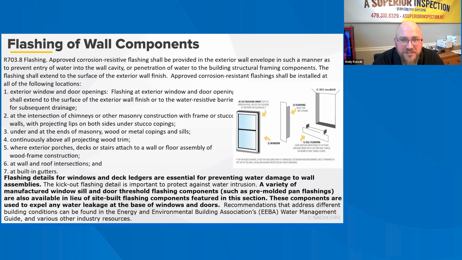Approved corrosion resistant flashing shall be installed at the following locations: exterior window and door openings, at the intersection of chimneys or other masonry construction, with projecting lips on both sides, under and at the ends of masonry, wood or metal copings and sills, continuously above all projecting wood trim where exterior. I got a really good picture of this at the end of the PowerPoint. That is still being done on new construction. So anyway, we'll get there.